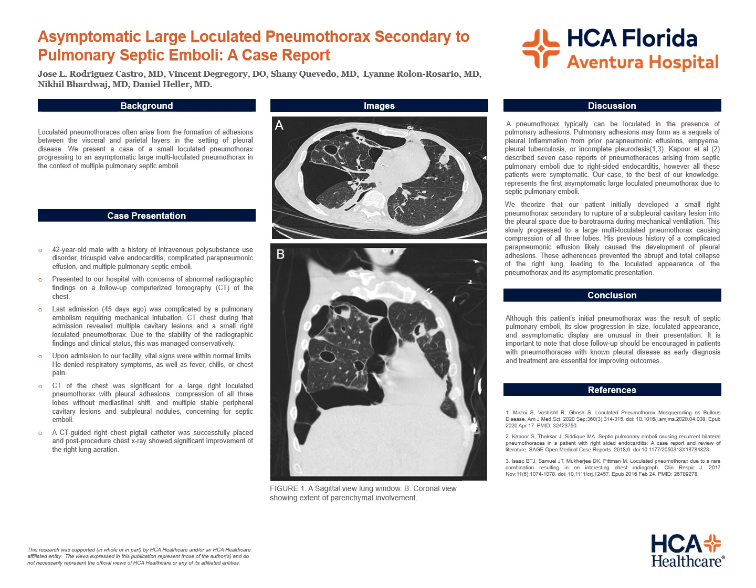We theorized that our patient initially developed a small right pneumothorax secondary to rupture of a subpleural capillary lesion into the pleural space due to barotrauma during mechanical ventilation. This slowly progressed to a large multi-loculated pneumothorax causing compression of all three lobes. His previous history of a complicated pneumonic effusion likely caused the development of pleural adhesions. These adherences prevented the abrupt and total collapse of the right lung, leading to the loculated appearance of the pneumothorax and its asymptomatic presentation.